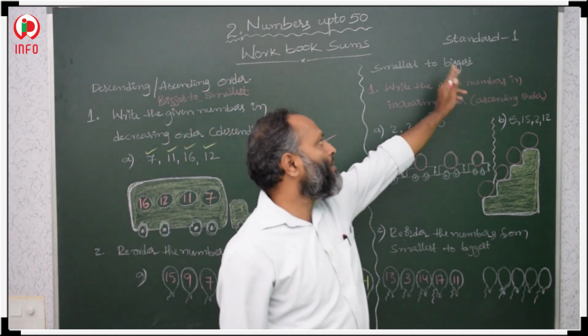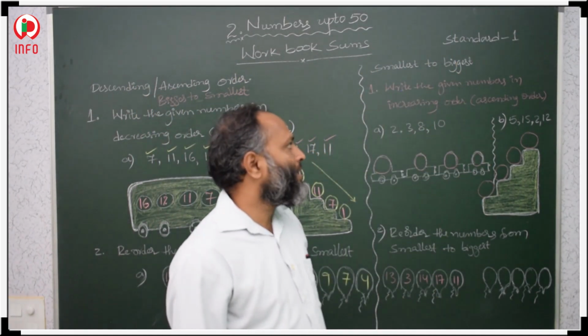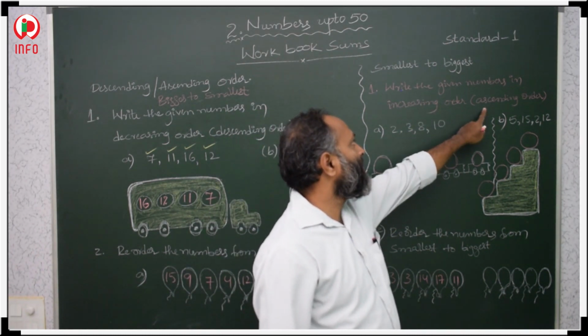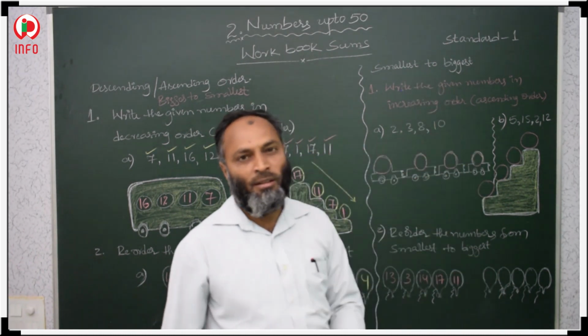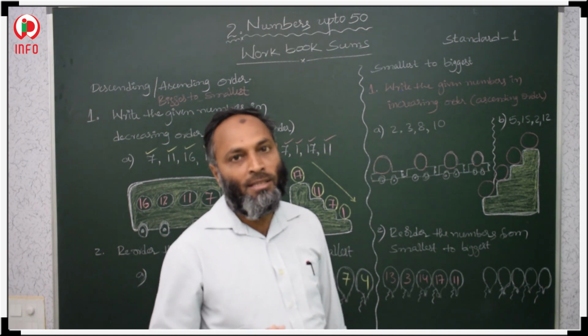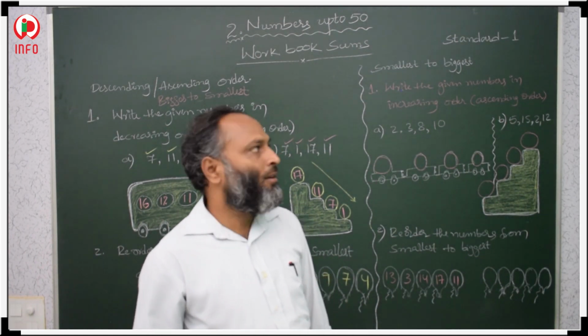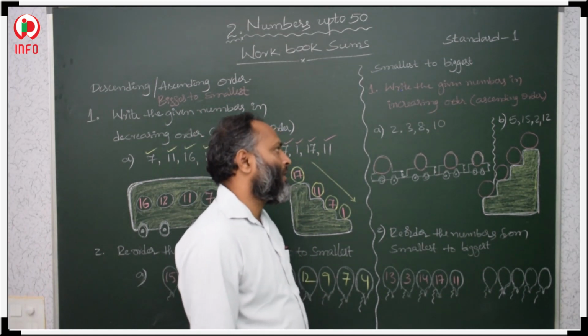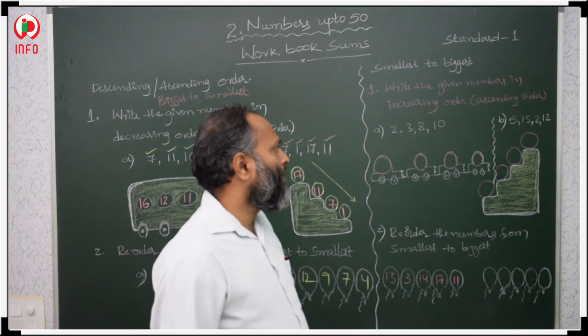Now here, smallest to biggest: increasing order, ascending order. Anyhow the meaning is the same. Descending order is over. Now ascending order. Ascending order means increasing order. Increasing means from smaller to bigger.